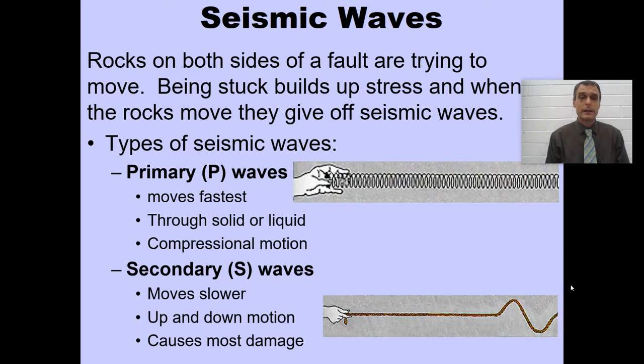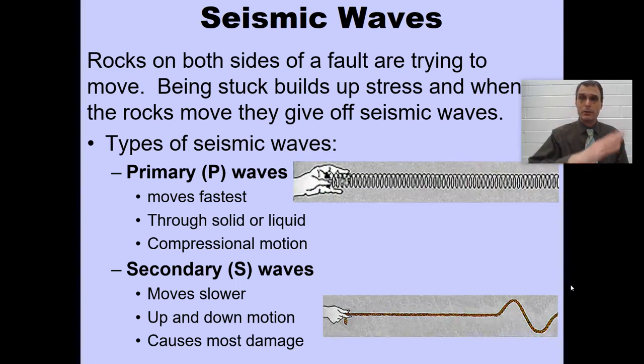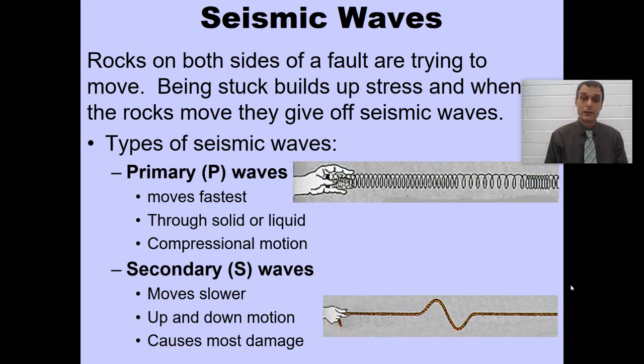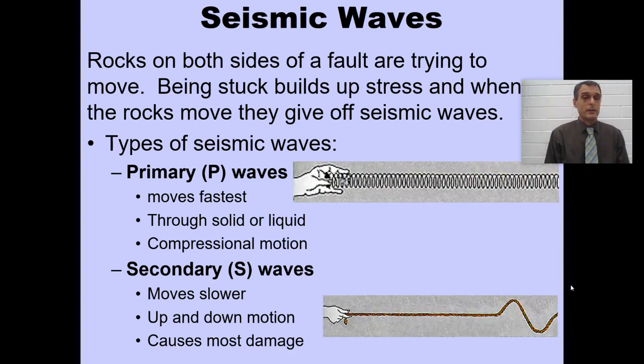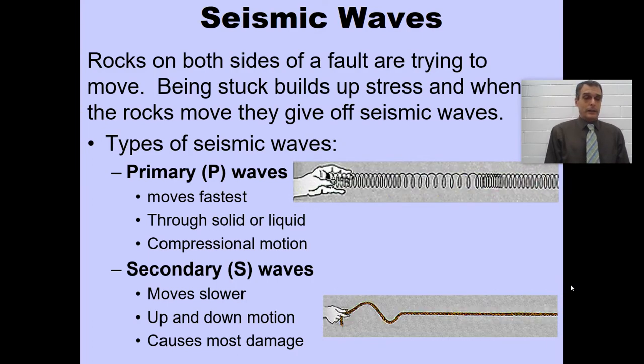Secondary waves, these are slower. Obviously, the name second as opposed to primary. They have an up and down motion as they move. And because they have that up and down motion, that obviously causes the surface to go up and down quite a bit and causes a lot of damage as well. So these are your two types of waves, and they can cause the most damage.